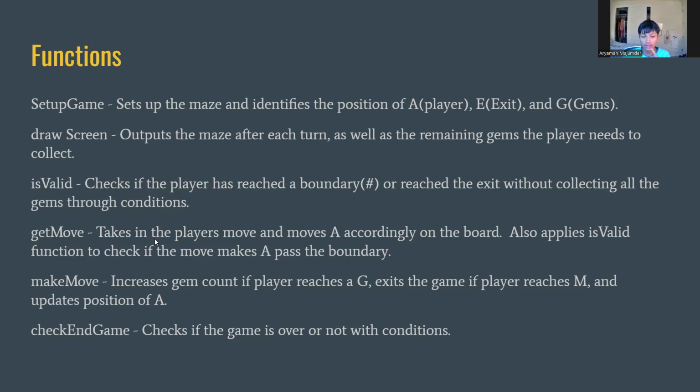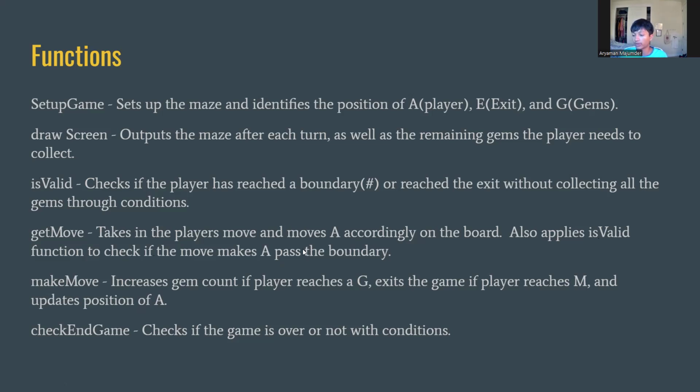Now get move takes in the player's move and moves A. Basically, you know how normal Pac-Man works. You can move the character around. Here, you're going to type the move, like let's say R is for right, L is for left, D is for down, U is for up. So you have to make that move, and then that will basically change the position of A accordingly on the board. So this also applies the isValid function to check if the move makes A pass the boundary.